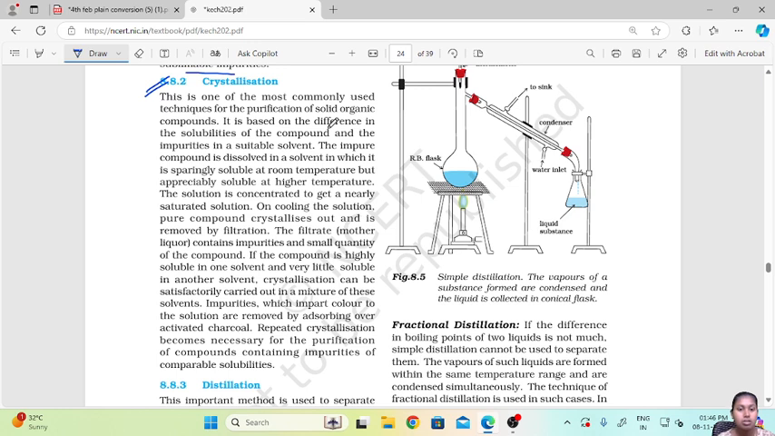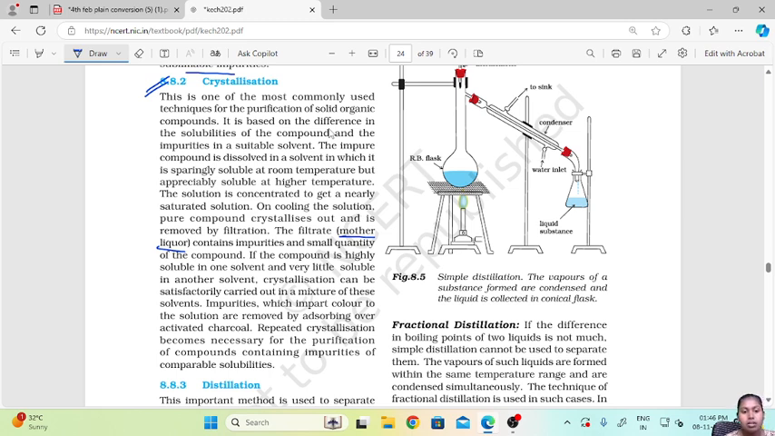Now the filtrate is called mother liquor. The liquid which we get at the bottom, we call it mother liquor. It contains impurities and a small quantity of your compound, because your compound has crystallized and is on the filter paper. Whatever solution you get at the bottom, that is your mother liquor, and it contains your impurities and a small quantity of compound, because not everything is crystallized.